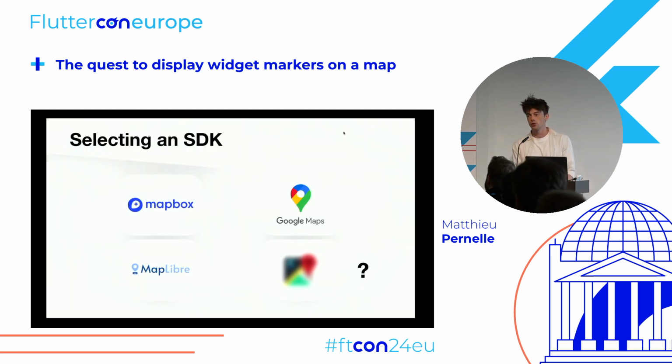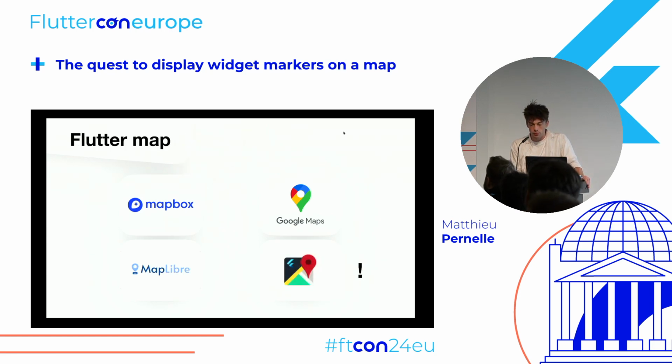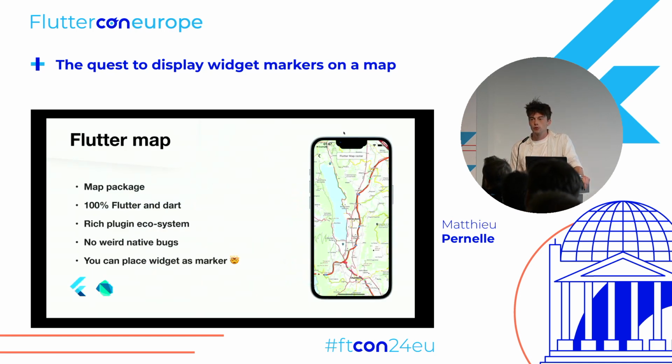Remember when I talked about the 4 most used SDK engines for maps in the Flutter ecosystem? Well, the first one is FlutterMap. Maybe you know it, but FlutterMap is a map engine totally written in Dart. It has a rich plugin ecosystem. There is no native weird bug like Java null pointer exception. And you can place any widget as a marker.